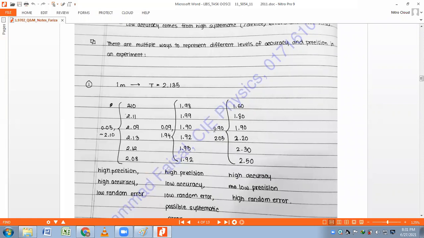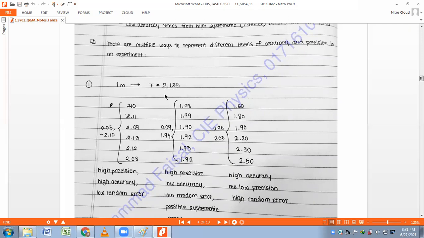Let me tell you what these values are. Let's say for a 1 meter length of a simple pendulum, the time period for one oscillation is supposed to be 2.135 seconds. I did not write the unit over here. I should have written the unit, but I did not write it in all of these places. So I have only written it in this part.